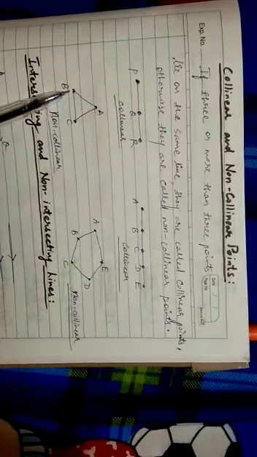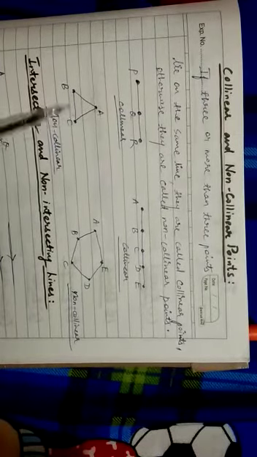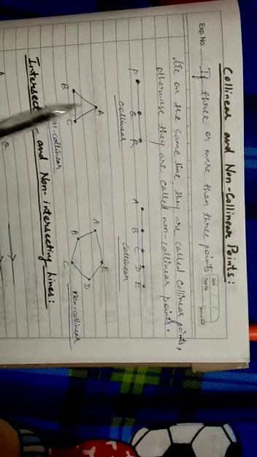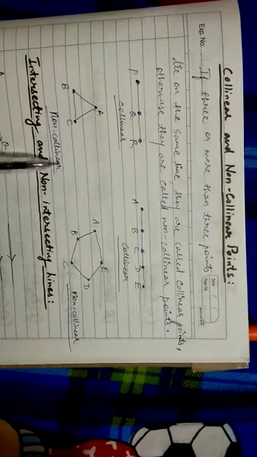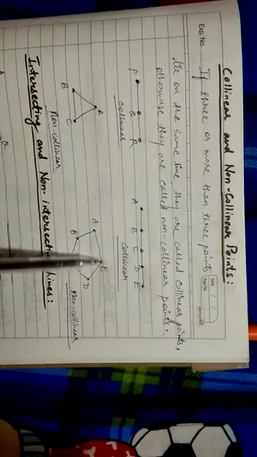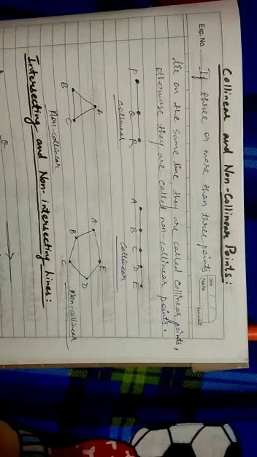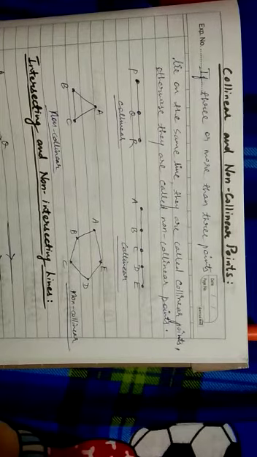Here points A, B and C. If we join these 3 points with each other, they are not on the same straight line. So these are non-collinear points. Similarly, these points A, B, C, D, E are not on the same straight line. These are also non-collinear points.